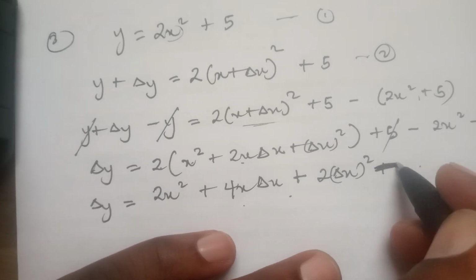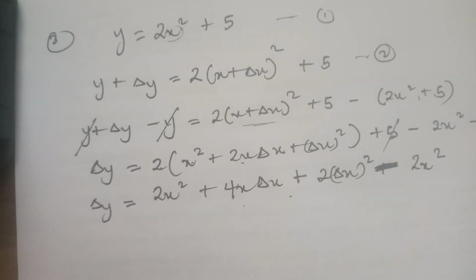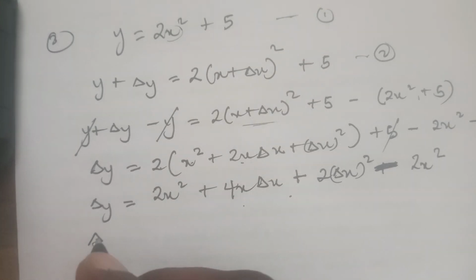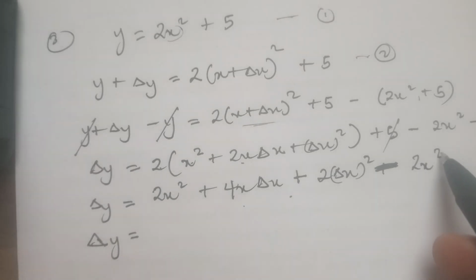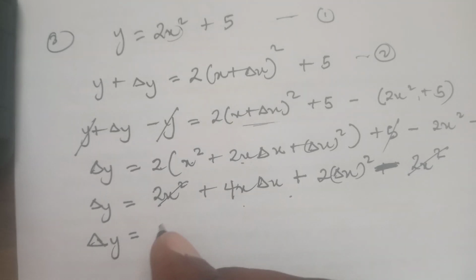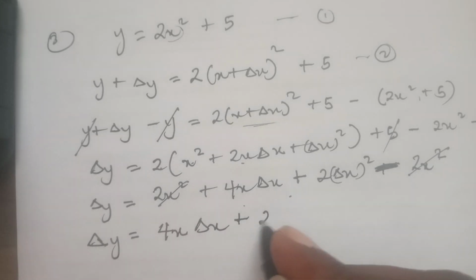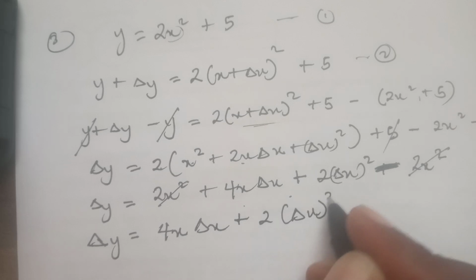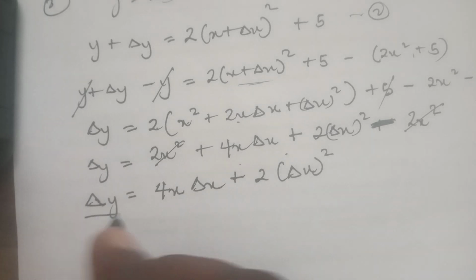So this will be there. What's left there is minus 2x squared. So delta y equals, yes, this will also knock out this 2x squared, minus 2x squared knocks out. So we are left with 4x delta x plus 2 into delta x all squared. Getting here, what do we do now? First, we divide through by delta x.